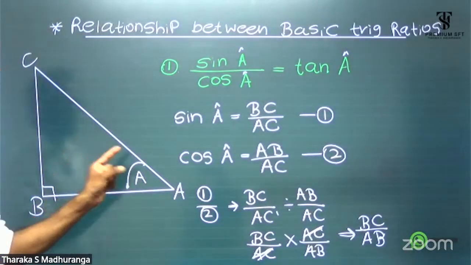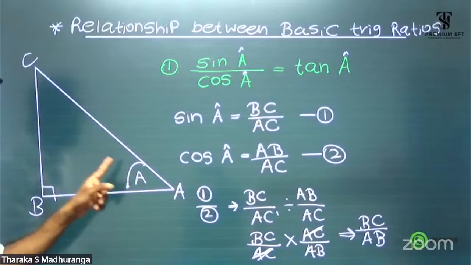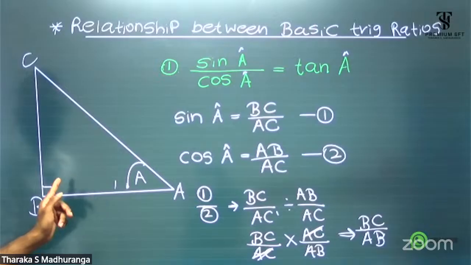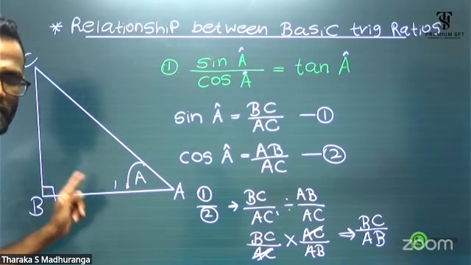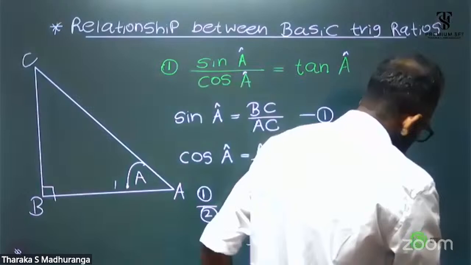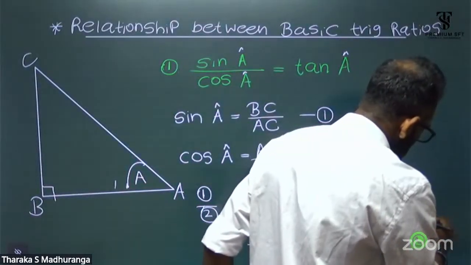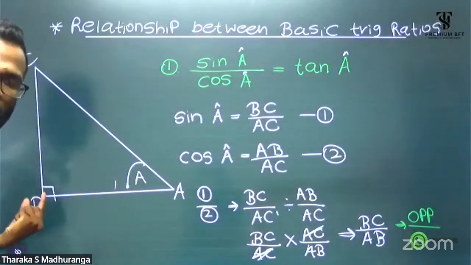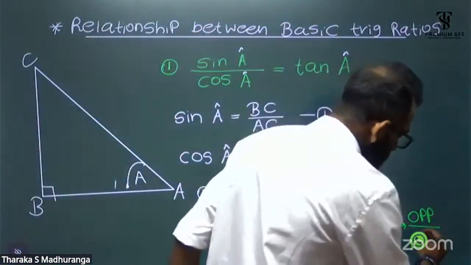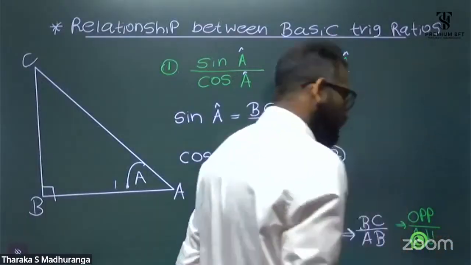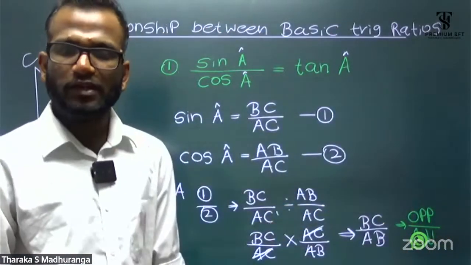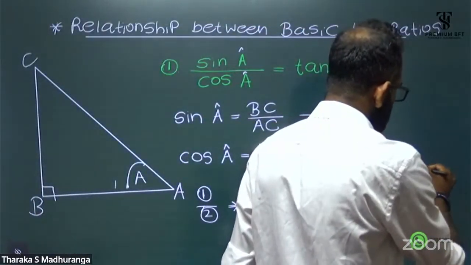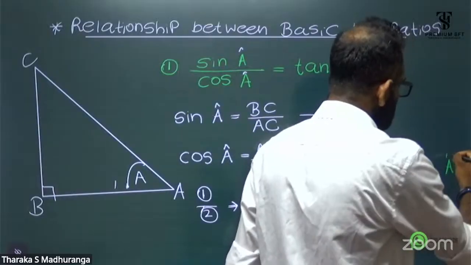Now tell me, when we consider angle A, what is the BC side? BC is the opposite side, right? AB is the adjacent side. The relationship between opposite and adjacent, what is this? This is tan A. Okay, this is the relationship.